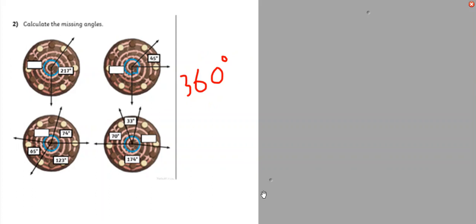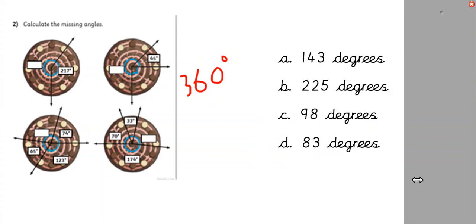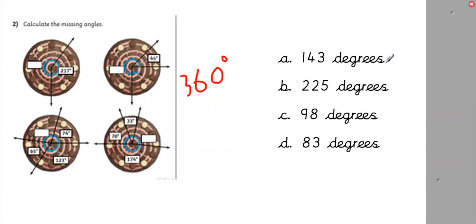Okay, then let's have a look, shall we? So A is 143 degrees, B is 225 degrees, C is 98 degrees, and D is 83 degrees. Well done if you got that correct.